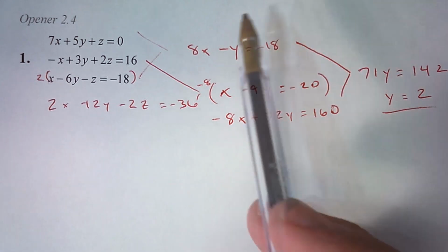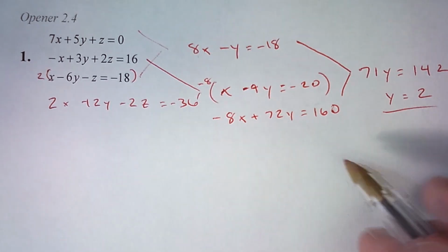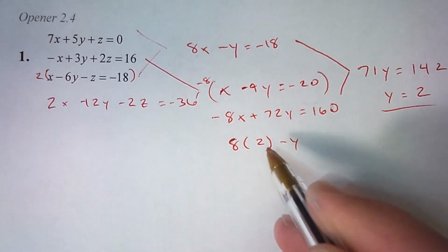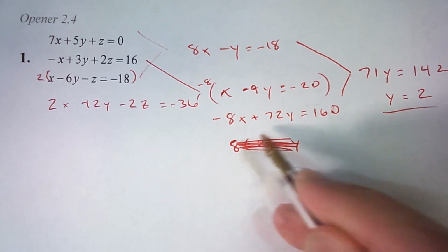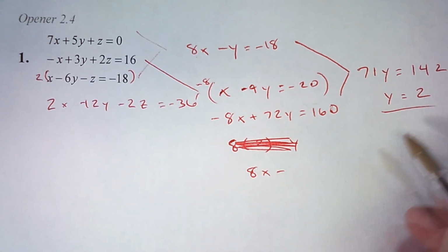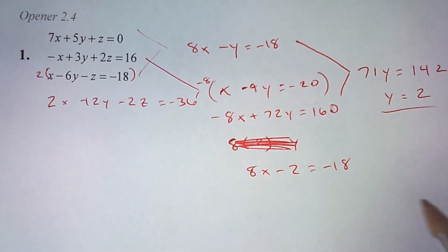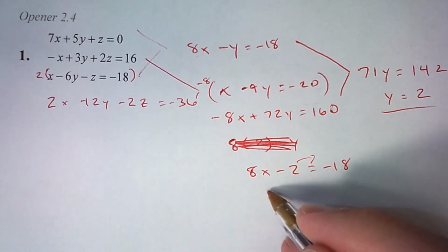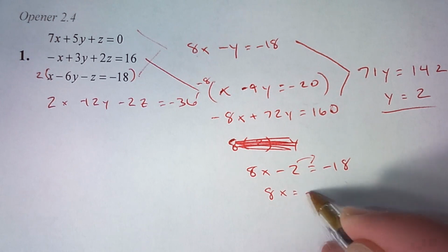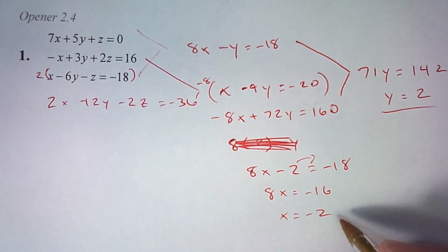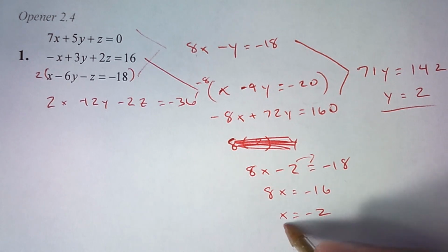I could plug that in right here. So I've got 8 times 2 minus y. I'm sorry, I plugged that in the wrong spot. Cancel that. I've got 8x minus 2 equals negative 18. And I'll add that over to the other side and get 8x equals negative 16. And divide by 8 and get x is negative 2.